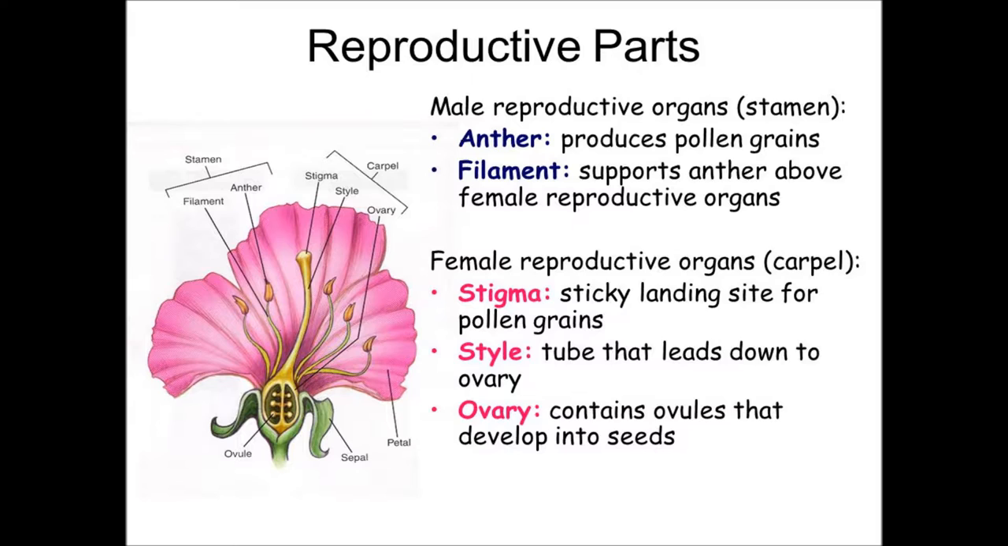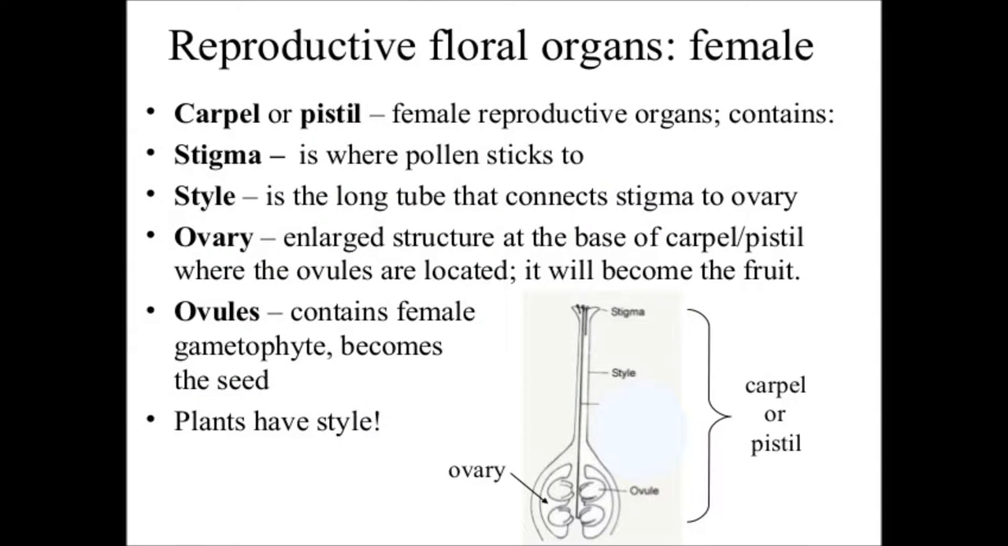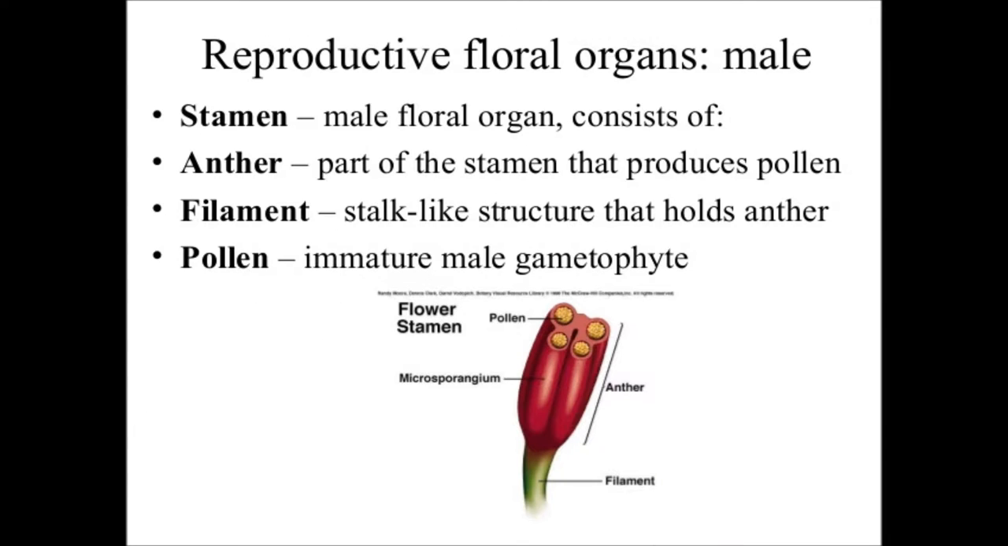This picture has all the reproductive organs of the male and female flower and what they consist of. The flower has a carpel, which is the female reproductive organ, which contains the ovary, style, and stigma. The flower also has the stamen, which is the male reproductive organ, which contains the anther and the filament.